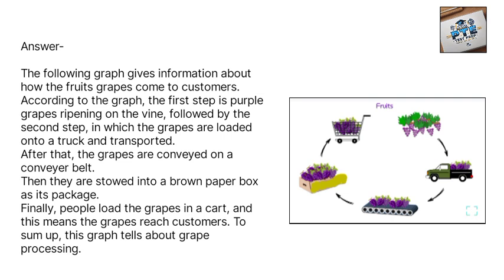After that, the grapes are conveyed on a conveyor belt. Then they are stowed into a brown paper box as its package. Finally, people load the grapes in a cart, and this means the grapes reach customers. To sum up, this graph tells about grape processing.